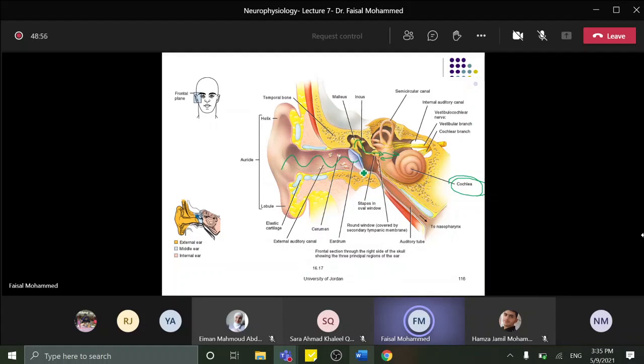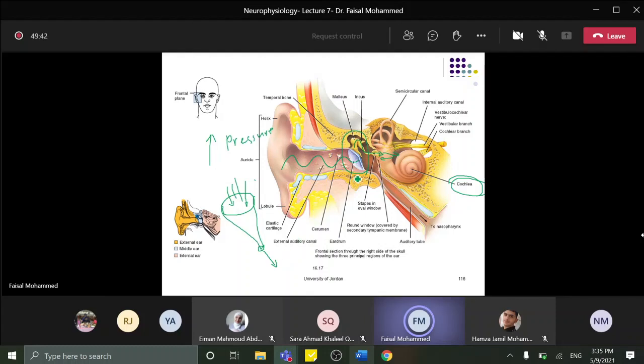What is the function of the external and middle ear? The external and middle ear, its function is to increase the pressure of the waves. That means increase the intensity. How do you increase the pressure? Imagine this is a horn here. You collect the sound here, and you hear it from here. So there is concentration of the sound wave to a smaller area. If you concentrate the sound wave to a smaller area, you increase the pressure.